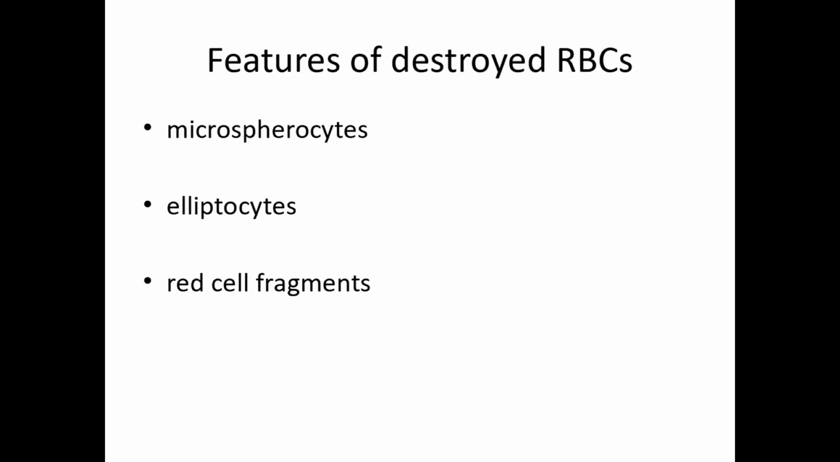The third component was morphological features of destroyed RBCs. So what are those features? First is microspherocytes. These are RBCs which are small, and instead of the biconcave shape, they will have a spherical shape. And since they have a spherical shape, they will not have a central pallor. Second is elliptocytes. And finally we have red cell fragments, that is pieces of RBCs, also known as schistocytes.